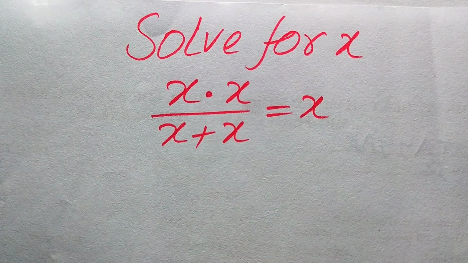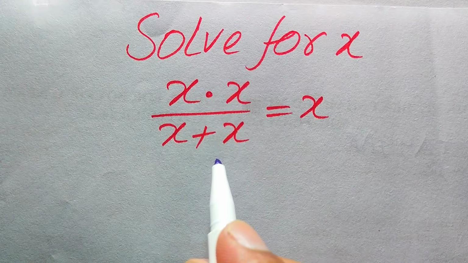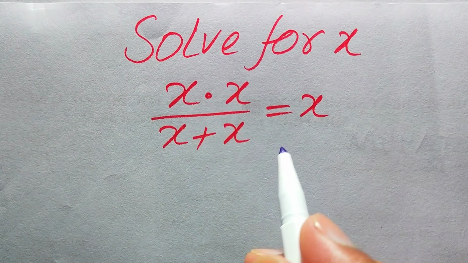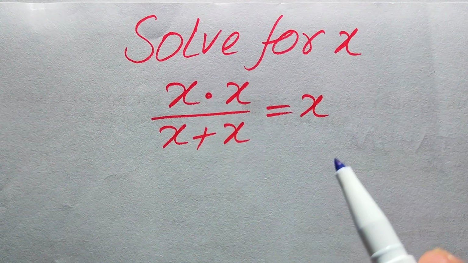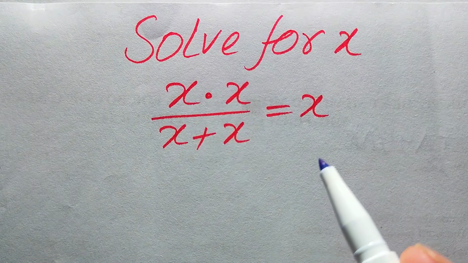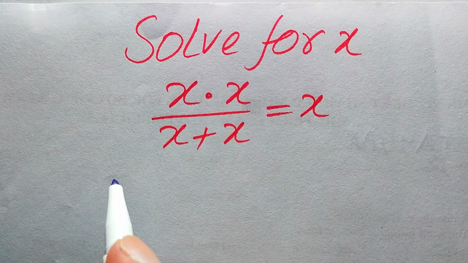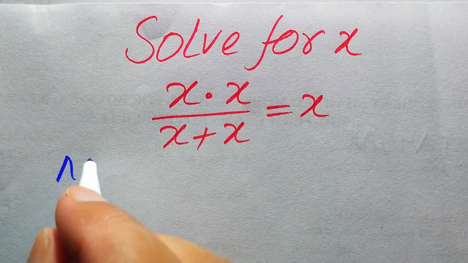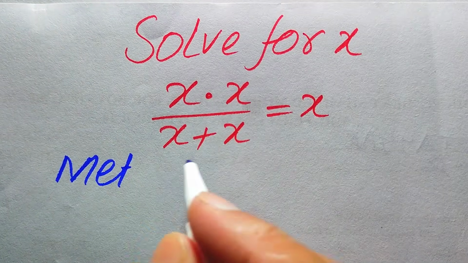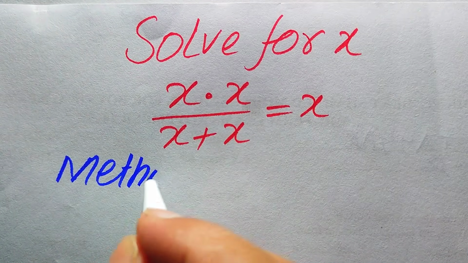So here we have x times (x divided by x) plus x is equal to x. And we solve this problem for all the values of x. First, we need to find all the roots of this equation, and at the last we will verify which of the roots are solutions and which of the roots are extraneous roots.